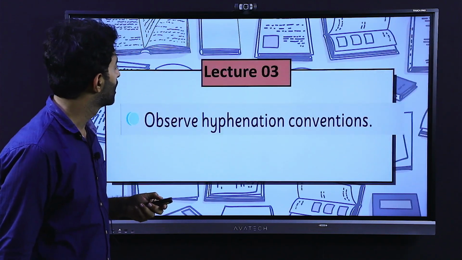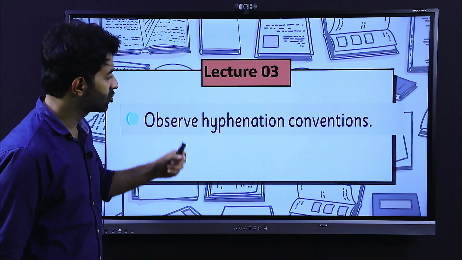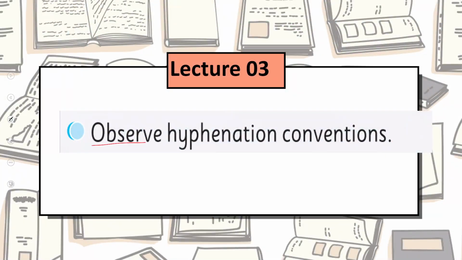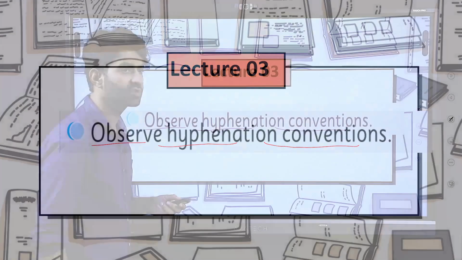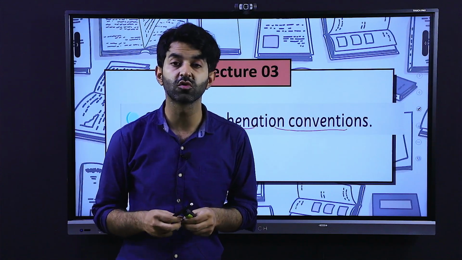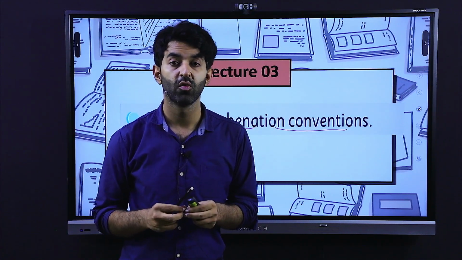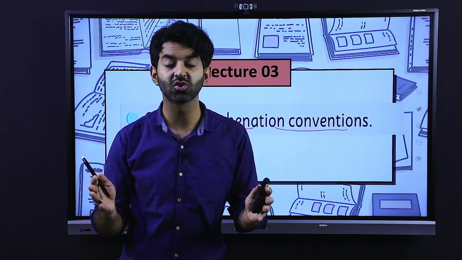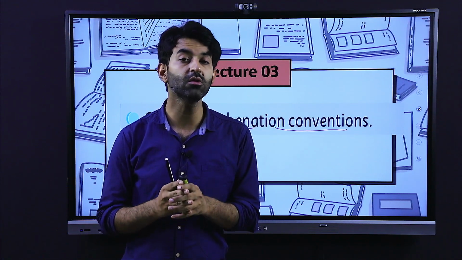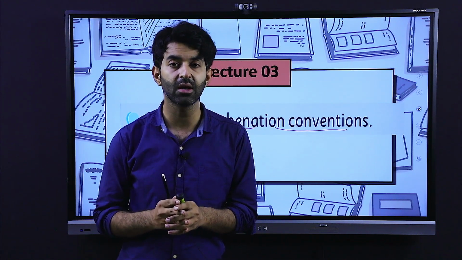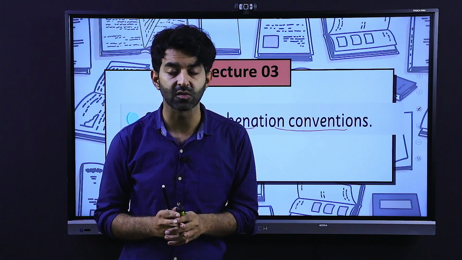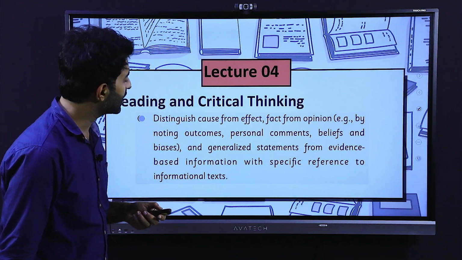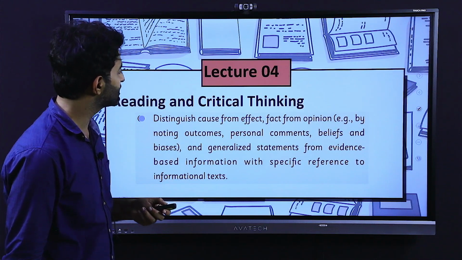Now, for lecture number 3, this is a topic of punctuation. What we are going to do is observe hyphenation conventions. Conventions means the traditions that involve the rules of a punctuation mark, which we call hyphen. It's like a dash. You're already familiar with it, but there is a catch. There are so many different rules that you need to follow in order to use hyphens correctly in different types of text.